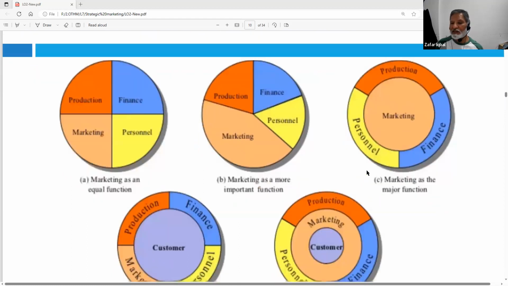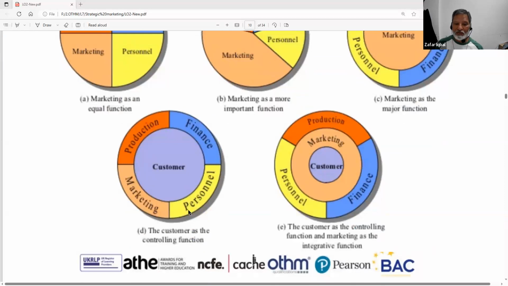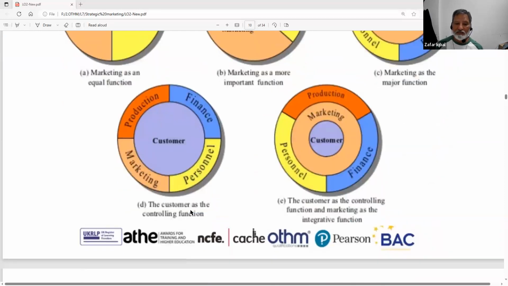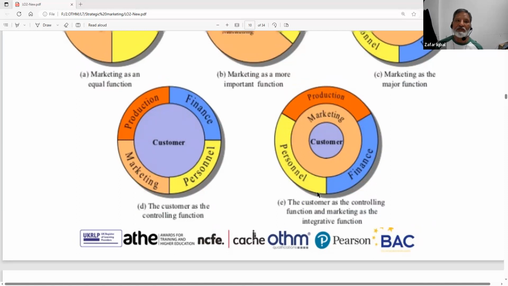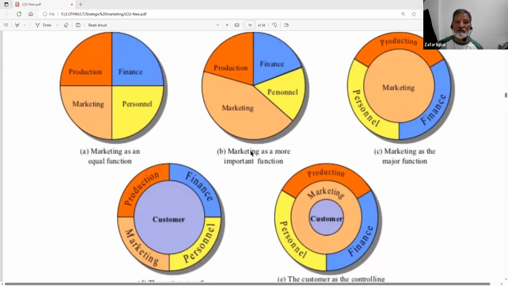Or it can be seen as a major function. You can split it as a function of the area, major function, or it can be looked at from the customer's angle as the controlling function, and marketing as an integrative function. So marketing can be seen from different angles, with different roles in a different organization or company. It can be viewed differently from different perspectives.